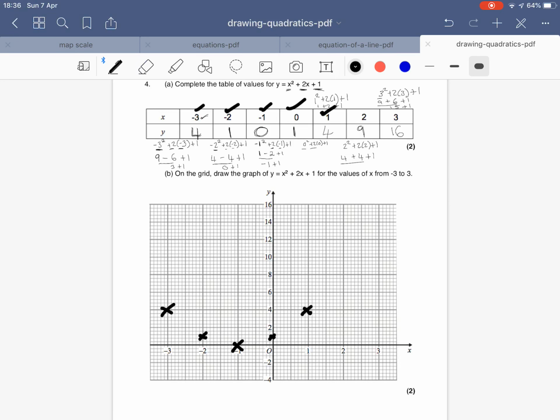You can see, look, it's coming up as a nice curve. Done it right so far. 2, 9. Ooh, it's about there. Done that one. And 3, 16 is going to be all the way at the top there. So I can see I've done that right because it's a nice curve which I'm going to join up. That looks wobbly but lovely.